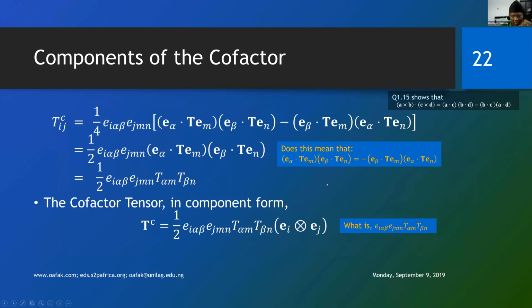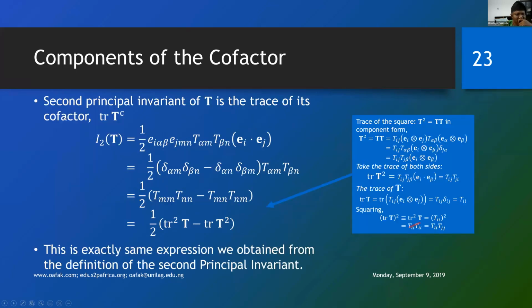Okay. So we now move from there to the next page. In the next page, I concluded last week that the second invariant, which is the trace of the cofactor, is simply TMM TNN minus TMN TNM. And I said this is the square of the trace minus the trace of the square.